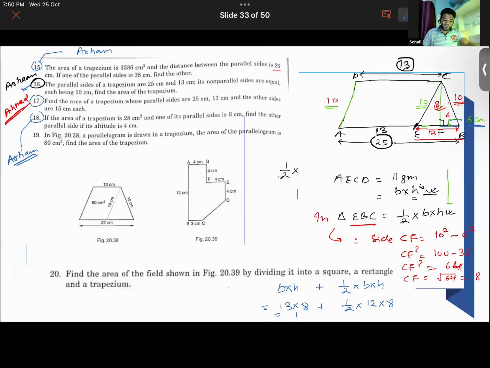So 13 times 8, that is 104. Then it is 48. 48 actually. Ye 48 hoga. So that is 152 square centimeter. Is the solution clear? Solution clear to all of you? Yes, sir. That is how we need to solve that question.